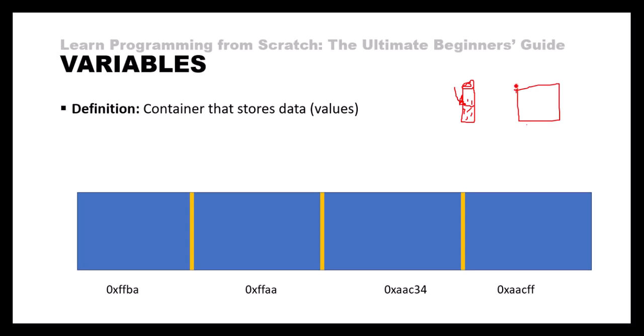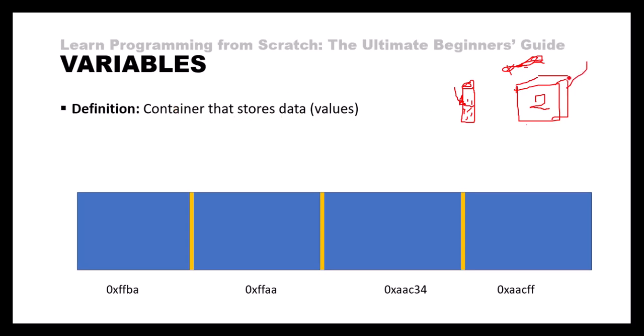Think of it this way. Let's say we have a box. Then I'm going to say, like we used to do in mathematics, x is equal to 2. So I get this 2, I remove that one, and I place the 2 in this box. So now this box is storing a value of 2. So a variable is simply a container that stores data or values.